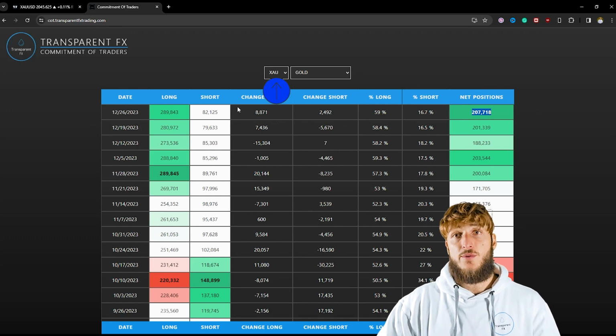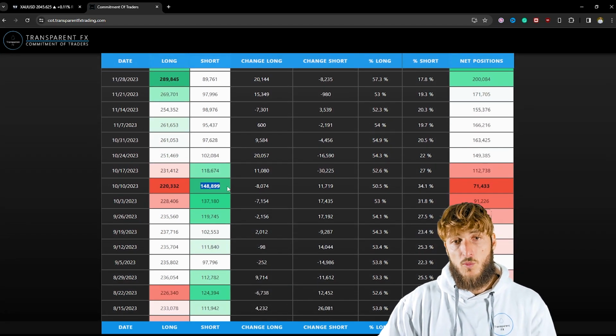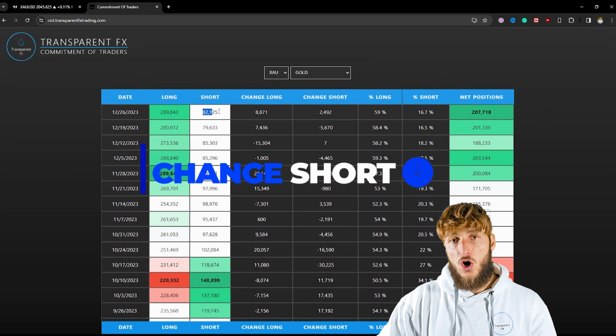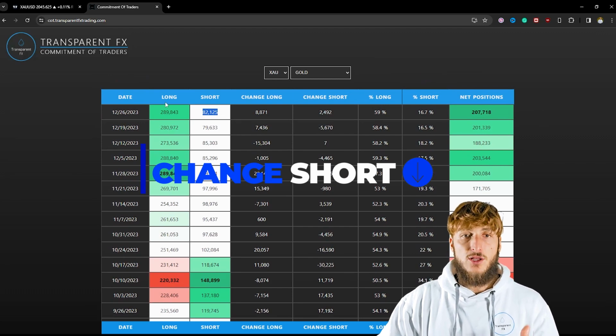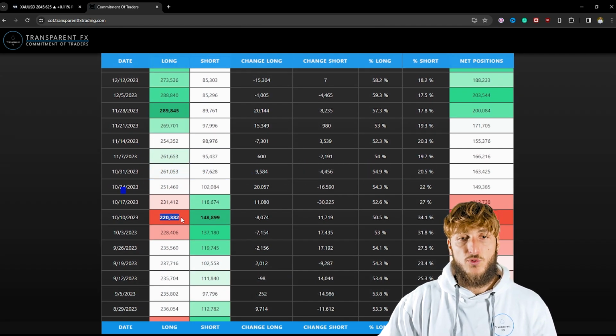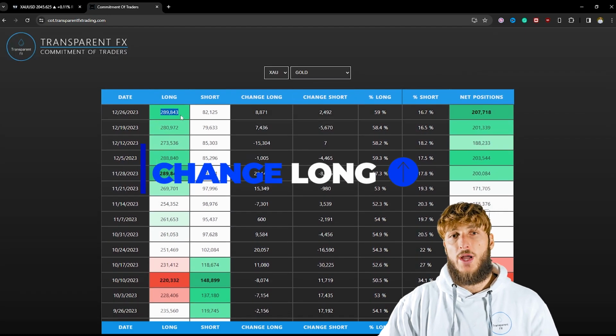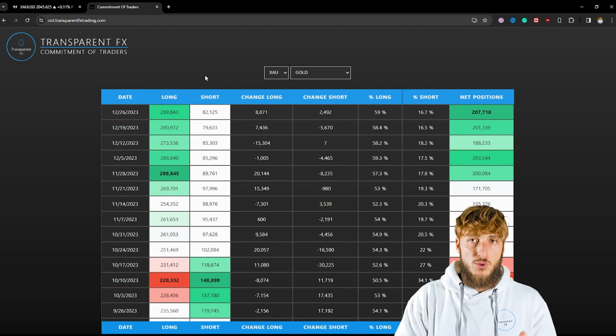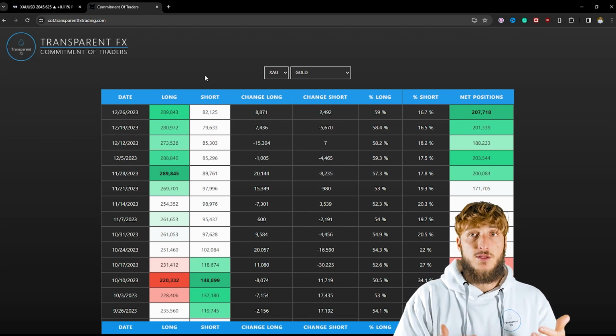We can see, in fact, how they have been decreasing their shorts, going from 148.8k all the way down to 82.1k, and longs got increased from 220.3k all the way up to 289.8k. So clearly institutions have been moving back to the bullish side for gold, making it stronger.